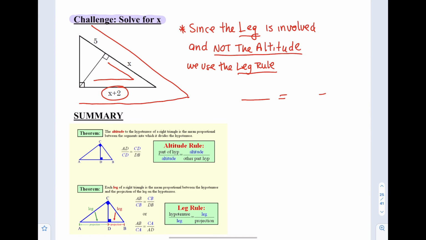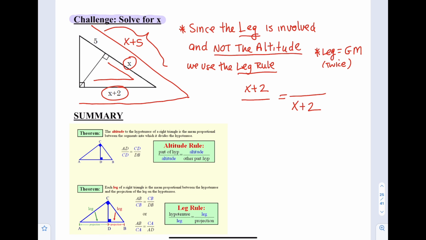So here if I highlight the leg, x plus 2, and the small triangle that is connected to that, it has a side of x. Okay, and the big right triangle has a side x plus 2 as well, and its hypotenuse is x plus 5. Alright, so we're going to put x plus 2, the geometric mean here, twice in our proportion, one on top, one on the bottom. And then we're going to put the two parts of our big and small triangles. We have x and x plus 5.